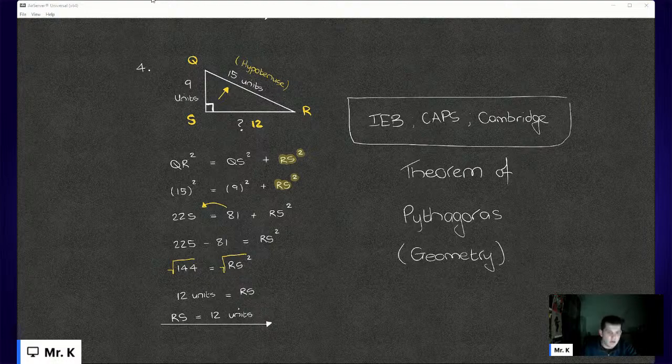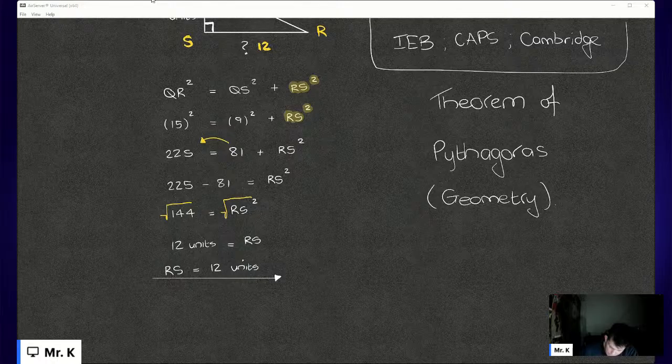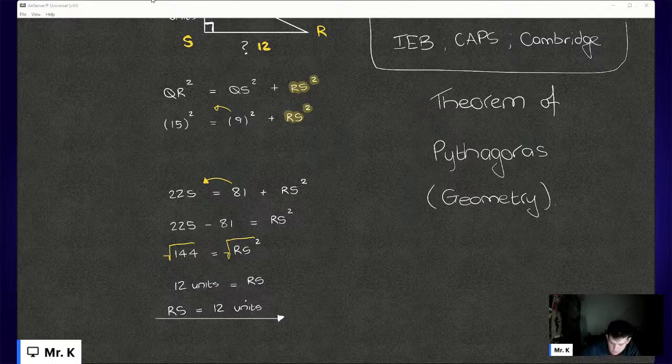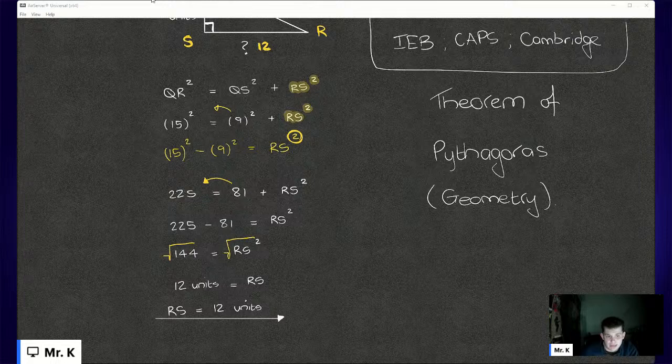Right, somebody has quickly asked if they were allowed to work on this step a little bit differently over here, and first bring the 9 squared across so that they had 15 squared minus 9 squared. Yes, that's absolutely fine. Just remember that it's equal to RS squared, not just RS. Okay, I hope that answers your question though.